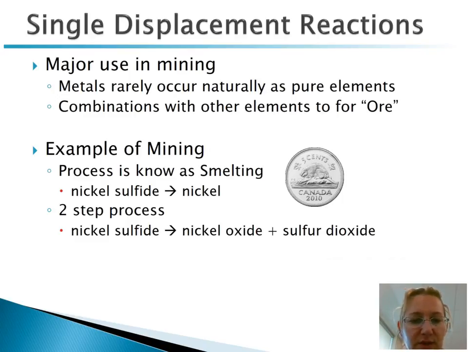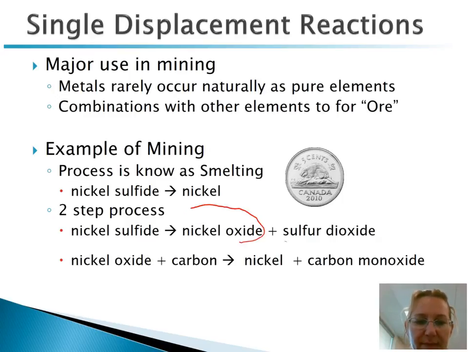So again, I said it's a two-step process. The first step being the nickel sulfide, the ore is mined, and it is combined. We break that up with a decomposition reaction to form nickel oxide and sulfur dioxide. And then what happens is we take the nickel oxide, and it undergoes a single displacement reaction with carbon, and the carbon comes in and displaces the nickel, so now we have pure nickel, and it produces carbon monoxide.